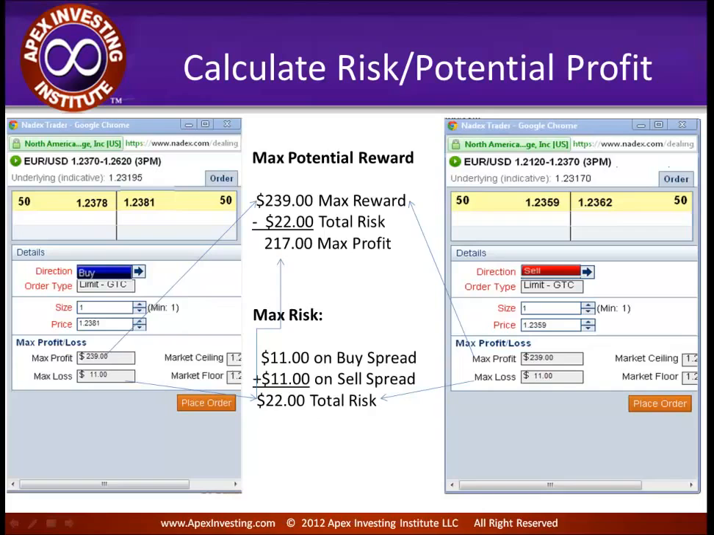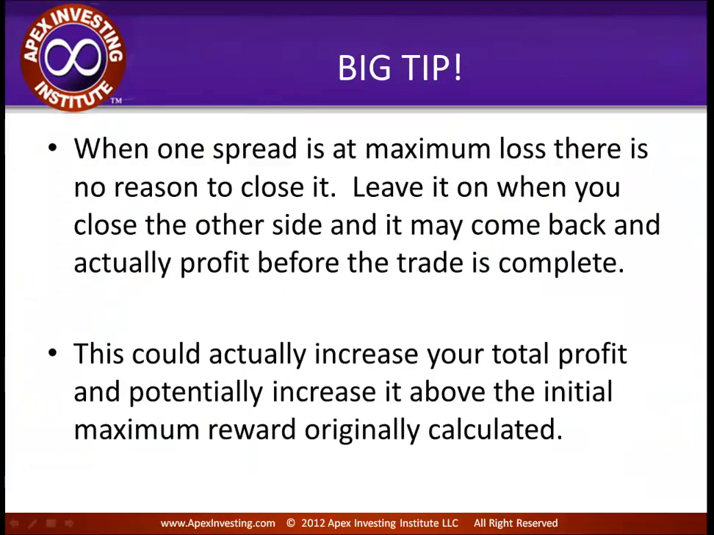That makes our max profit on the trade. If one of them has maximum loss and the other one makes money, the most money we could make on the trade would be $217. $239 minus $22 of maximum risk. So obviously that's a great risk-reward ratio there.